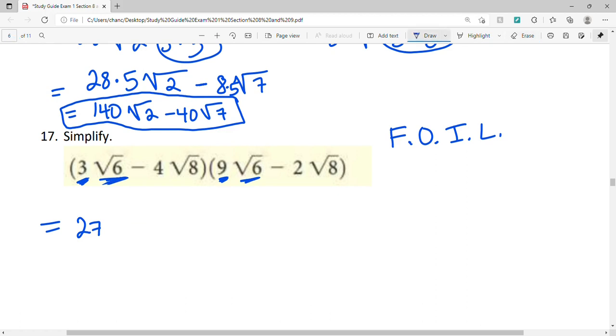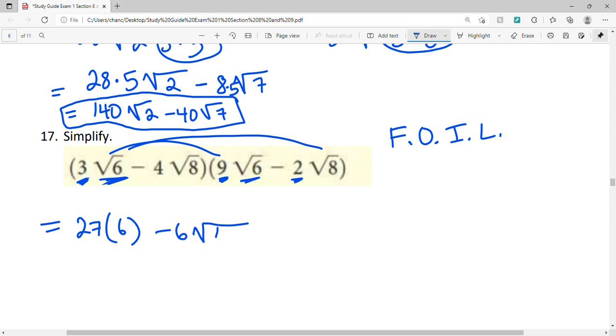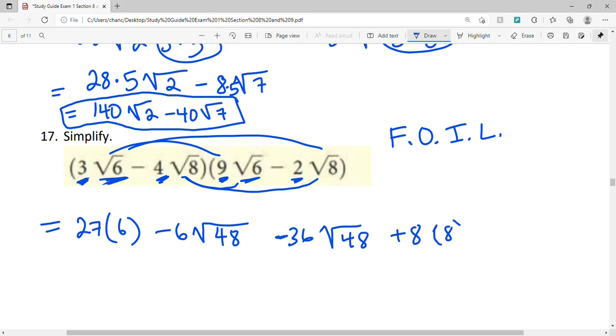So we could rewrite this as 27 times 6. Now we need to multiply 3 times negative 2, which is negative 6. Root 6 times root 8 is root 48. We have 4 times 9 now. That's going to give us negative 36. And root 8 times root 6 is again root 48. For the last multiplication, we have negative 4 times negative 2. That's a positive 8. And root 8 times root 8 is just multiplying by 8.